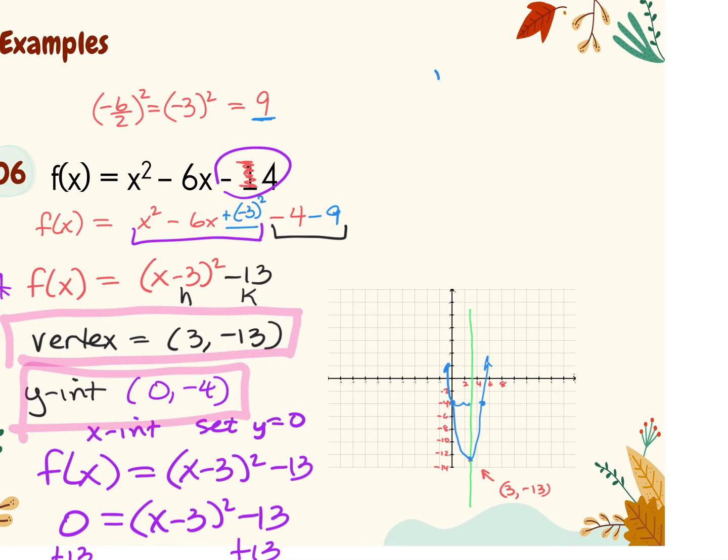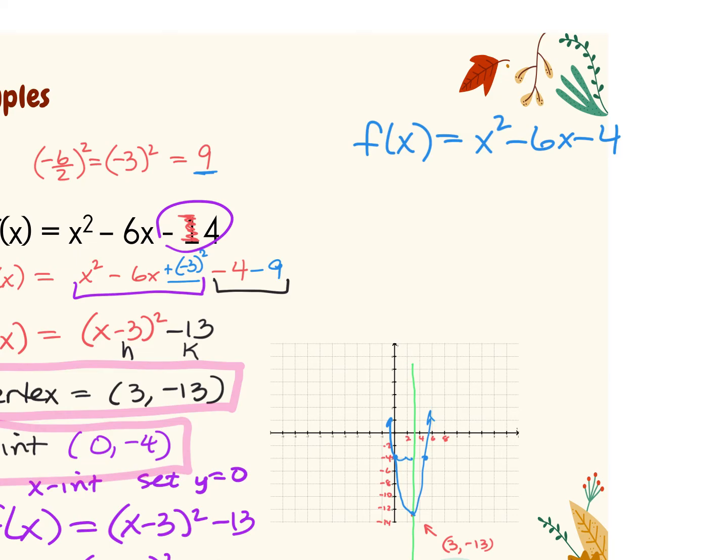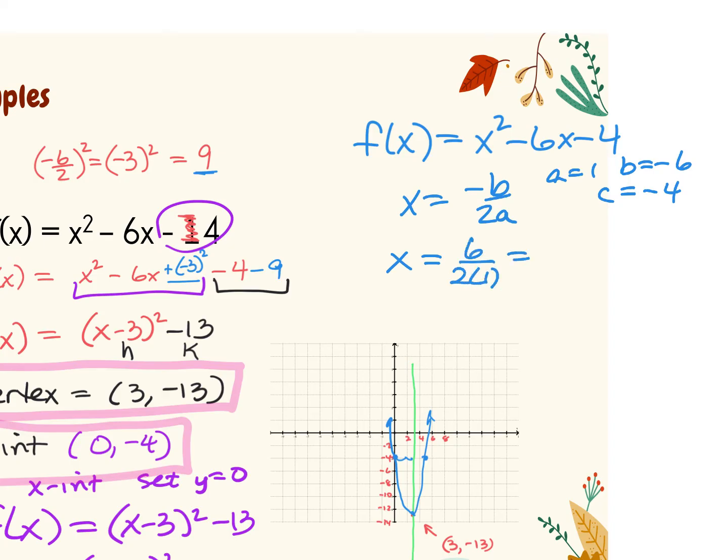So if my original function was f of x is equal to x squared minus 6x minus 4, another way to find the vertex is to use x equals negative b over 2a. Your a is 1, your b is negative 6, and your c is negative 4. So to get the vertex using this, I would do the opposite of b, so it'll be positive 6, over 2 times 1. So the x of my vertex is 3.